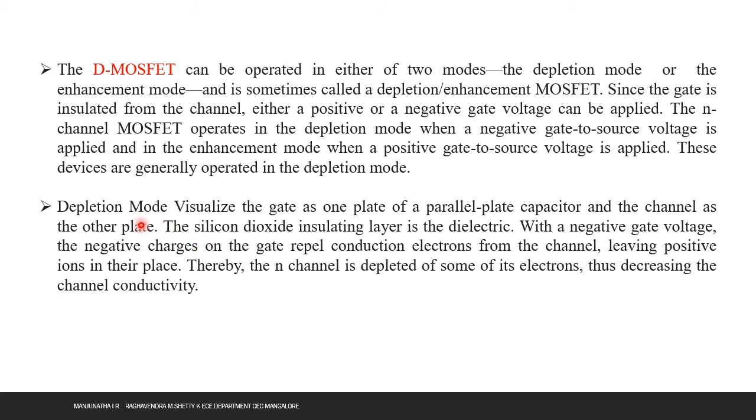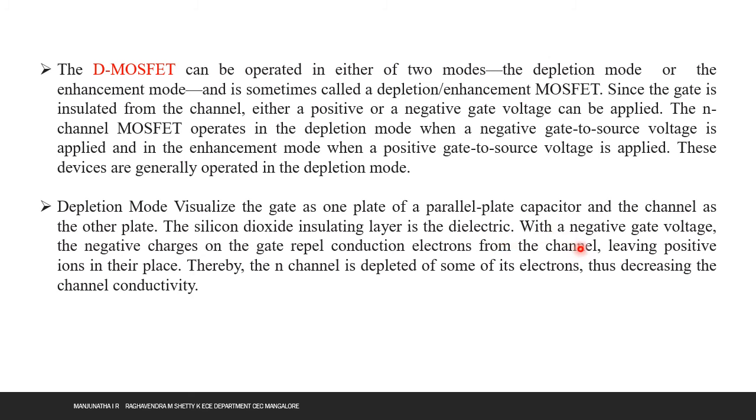So next, depletion mode visualization. Visualize the gate as one plate of a parallel plate capacitor and the channel as the other plate, at the silicon dioxide level, as I told you. So it acts as a capacitor. A capacitor has two plates, where one plate accumulates one kind of charge and the other plate accumulates the opposite charge. In a similar way, this DMOSFET operates. The silicon dioxide insulating layer is the dielectric.